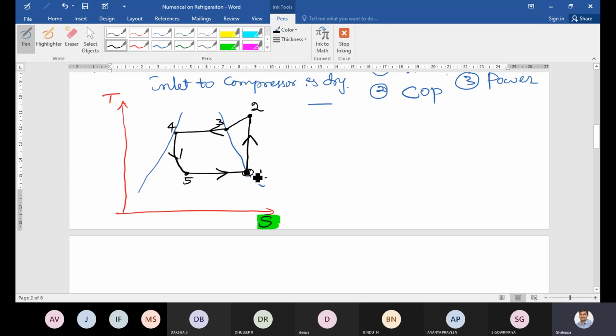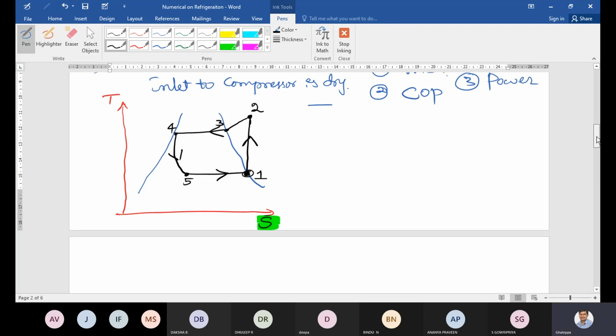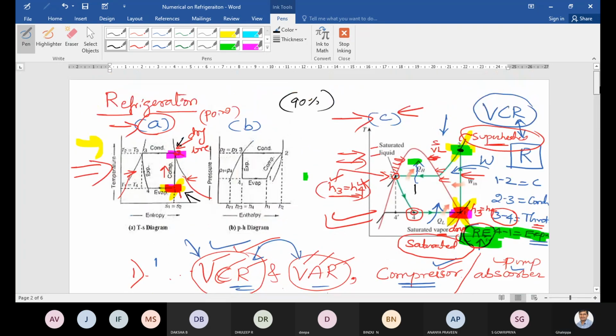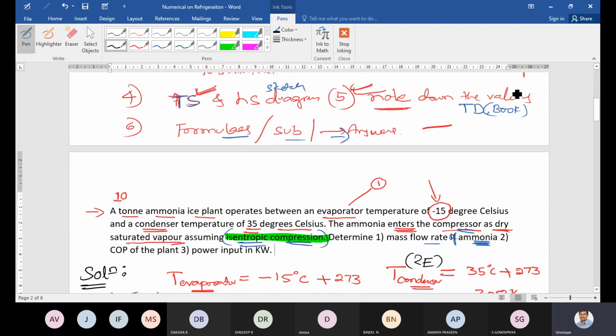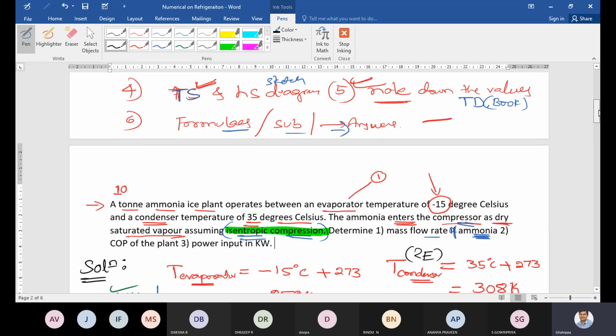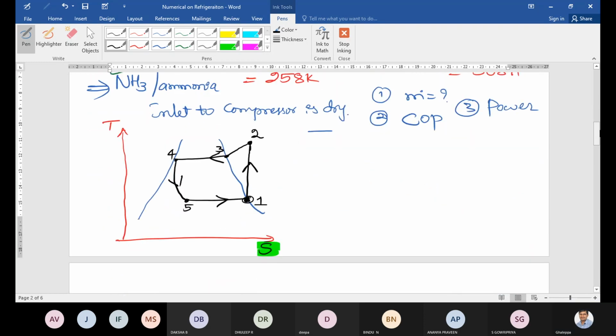In this diagram, I need to calculate the enthalpies at each and every point. This is the fourth step. What is the next step? Note down the values from the thermodynamic data handbook at point 1, point 2, point 3, all the values. H1, H2, H3. Before that, 5 to 1 is the refrigerating effect. How much temperature is given for it? Minus 15 degrees Celsius. 2 to 4 is the condenser. How much temperature is given for the condenser? 35 degrees Celsius.